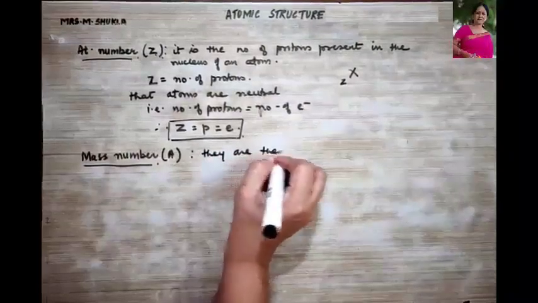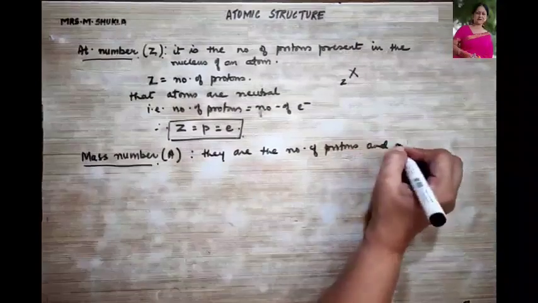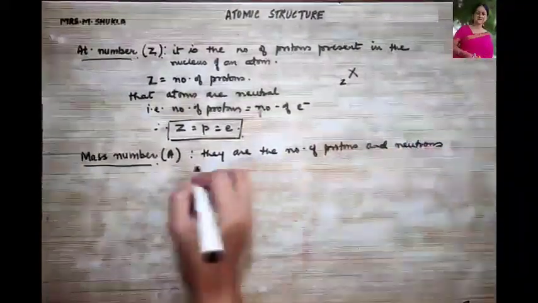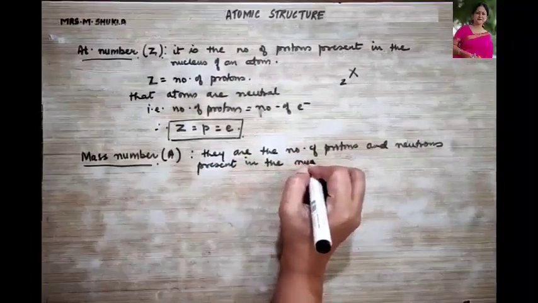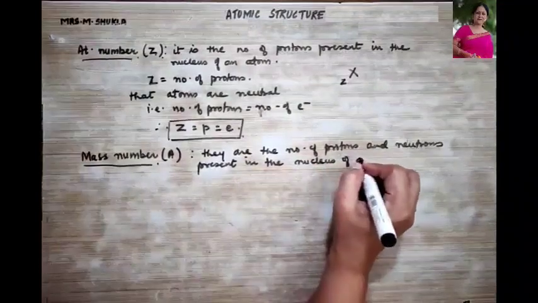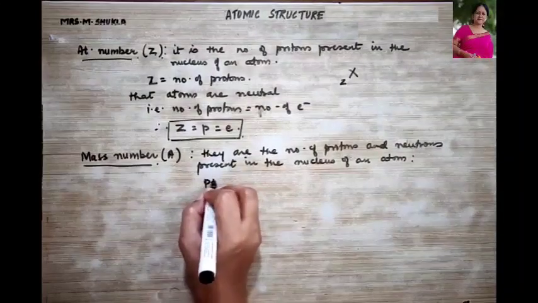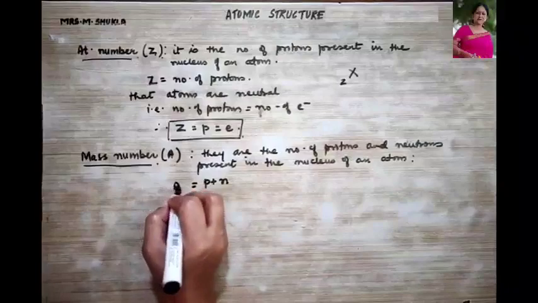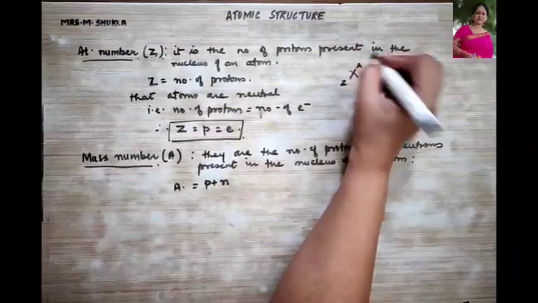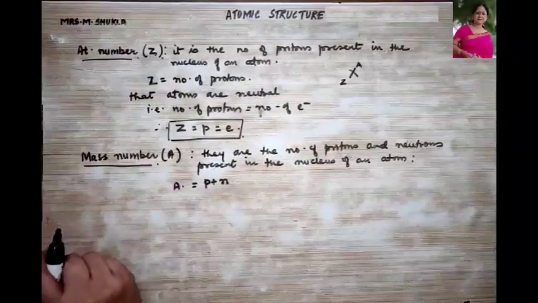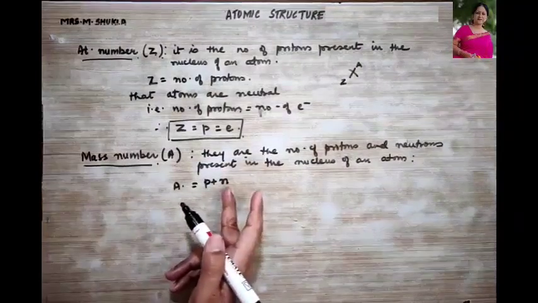They are the number of protons and neutrons present in the nucleus of an atom. Okay, so how do we write it down? Protons plus neutrons, this is equal to your mass number. They are always written as a superscript. So here is your mass number represented. Is this point clear?